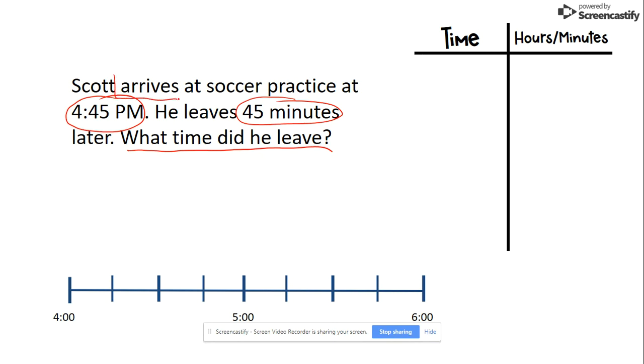So when he's arriving, his practice is just starting. That's going to be my start time, 4:45. I know how long his practice lasted or how long he was there, so I'm looking for when he left, which is when practice ended. So that's my end time that I'm trying to figure out. My start time goes at the top of my T-chart, and I don't have my end time, so nothing goes down at the bottom. But again, I'm adding 45 minutes. Add 10 minutes at the most in your T-chart. So I'm going to break that 45 up into 4 10s and a 5 again.